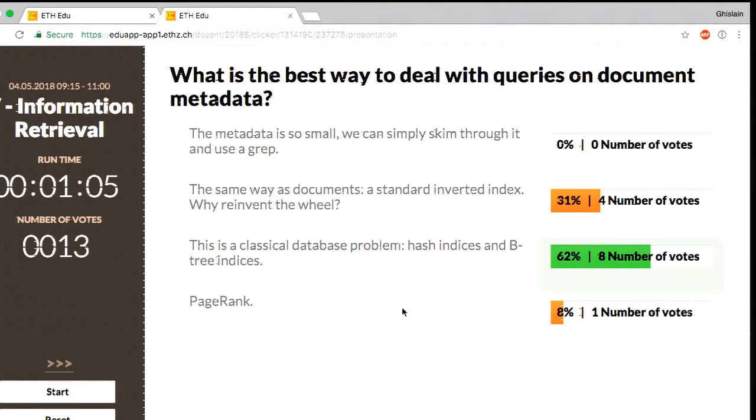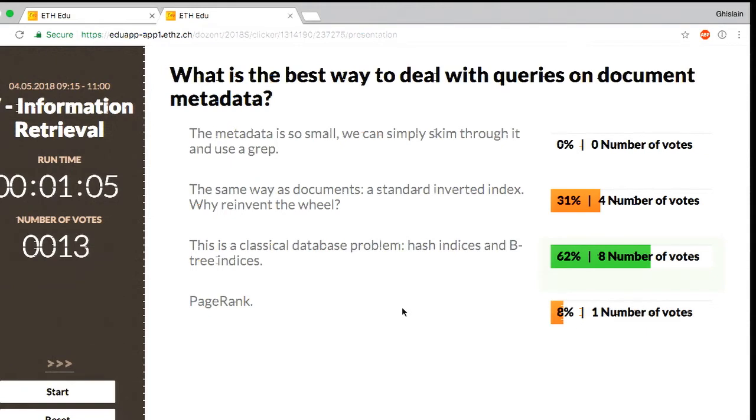And what kind of indices do you use? I put it in the question. So you have the hash indices and the B-tree and B+ tree indices. Can you very quickly remind me what's the difference between the two in terms of capabilities? What can you do with the one and not with the other?